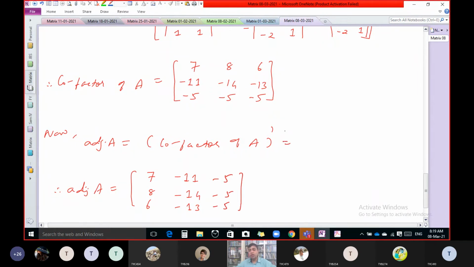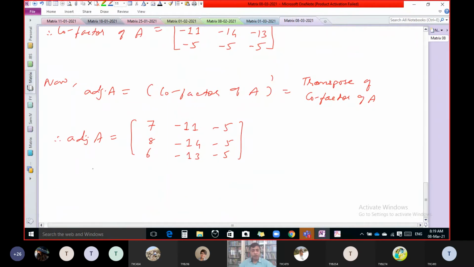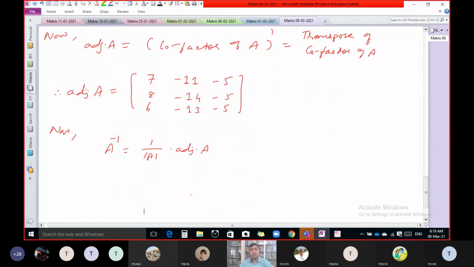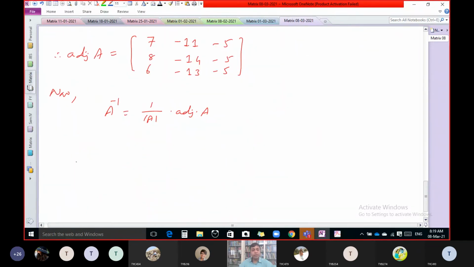So this is nothing but the transpose of the cofactor of A, which is the adjoint of A, and that is our adjoint. And now to find the inverse, use the formula 1 upon determinant of A into adjoint of A. Therefore, A inverse equals 1 upon the value of the determinant, which is minus 5. Determinant of A is minus 5.